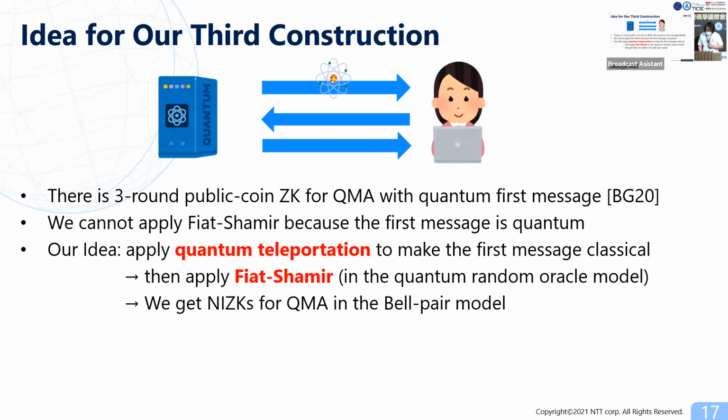And our idea is again to apply quantum teleportation to make the first message classical. By using quantum teleportation, now the first message becomes classical, so we can simply apply Fiat-Shamir, and we can rely on the known techniques in the quantum random oracle model to prove this is indeed a secure NIZK. And because we are now using quantum teleportation, we have to assume that the prover and verifier share entangled states as a setup. This is why our construction is in the Bell pair model.